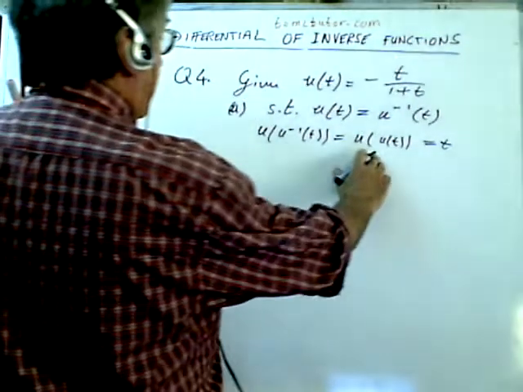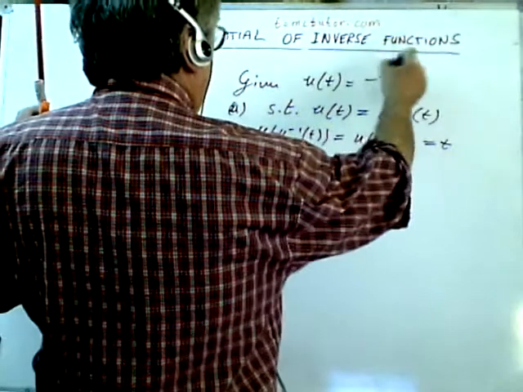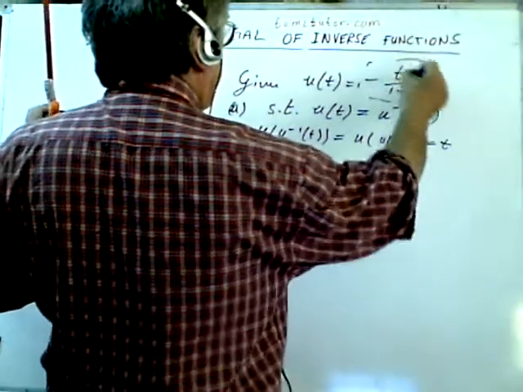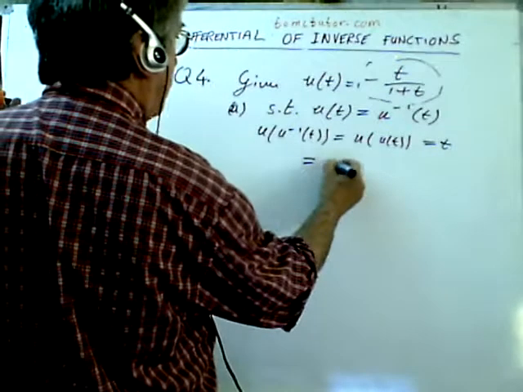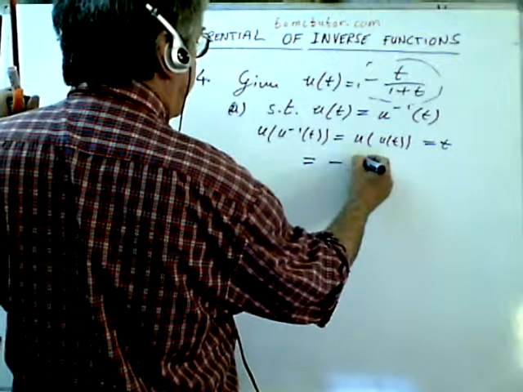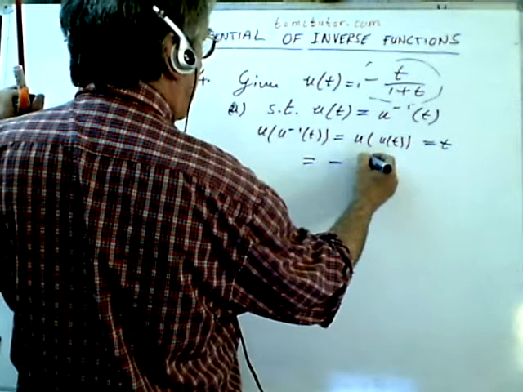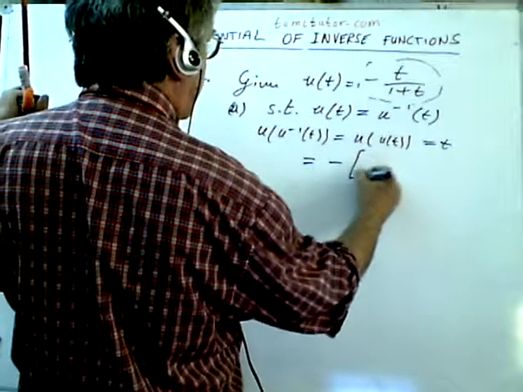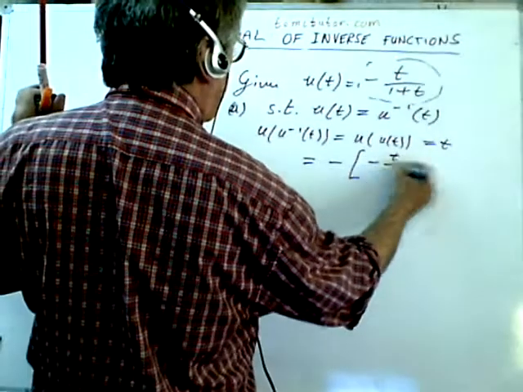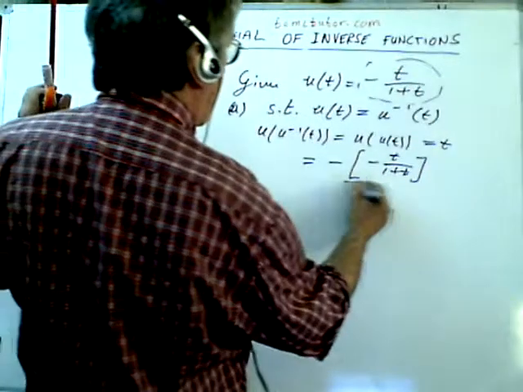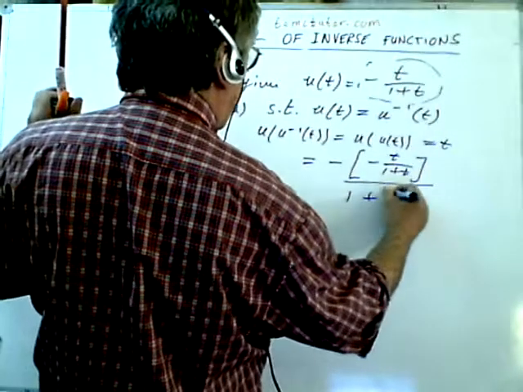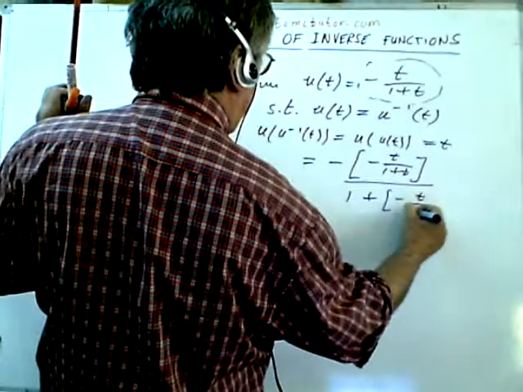So all I have to do is put the whole thing in, substitute it in for t. So that becomes minus... it's a bit tricky, and I'll do it in my mind. So it's minus 1 over t times 1 plus t, so that's the top part, all over 1 plus minus t over 1 plus t.